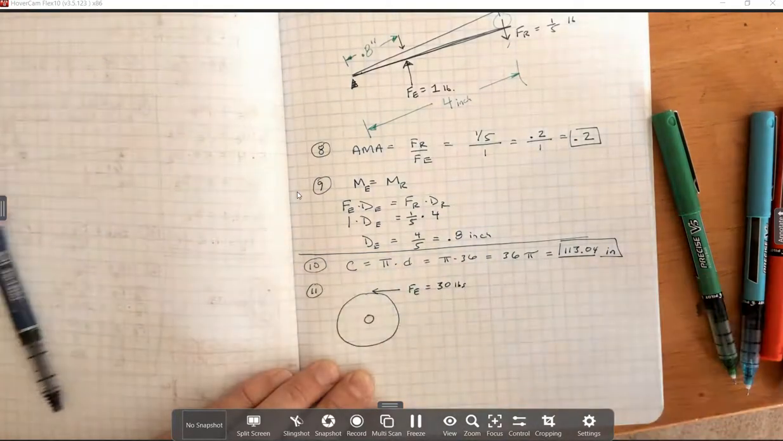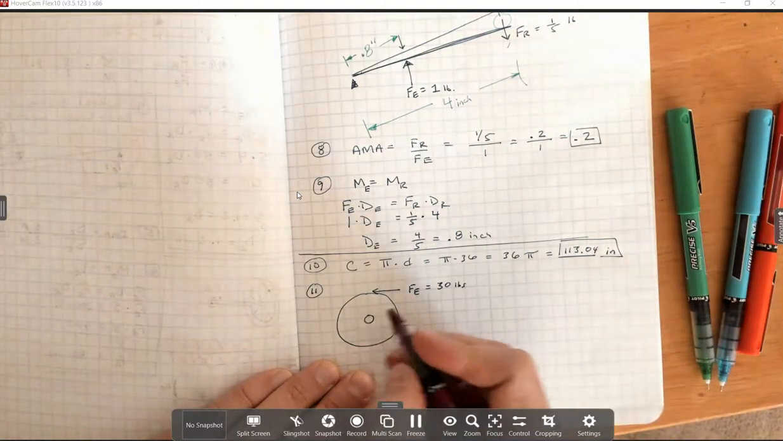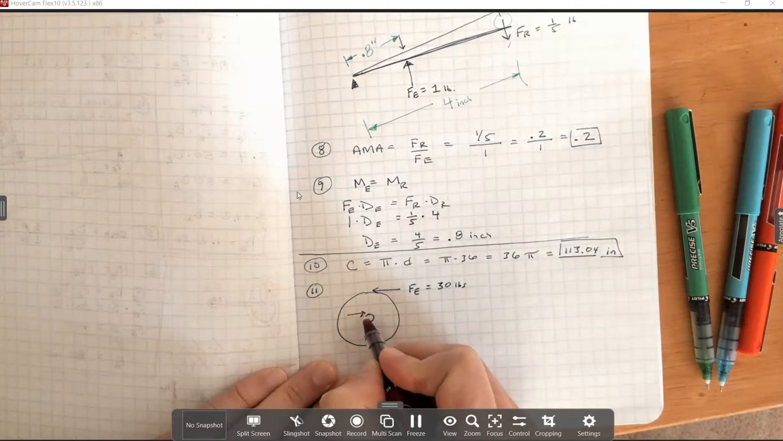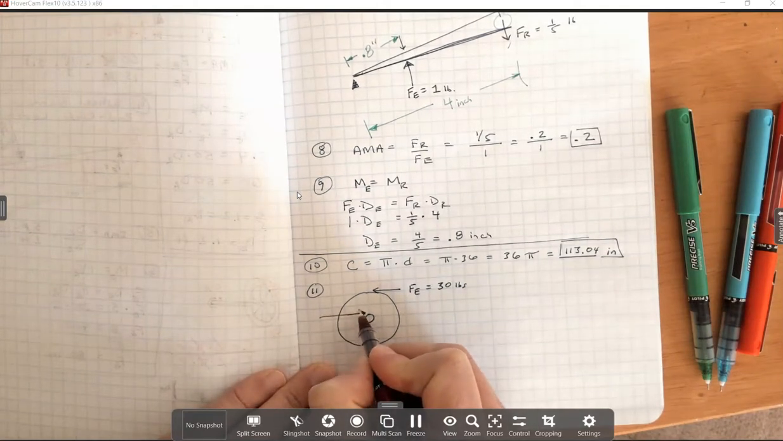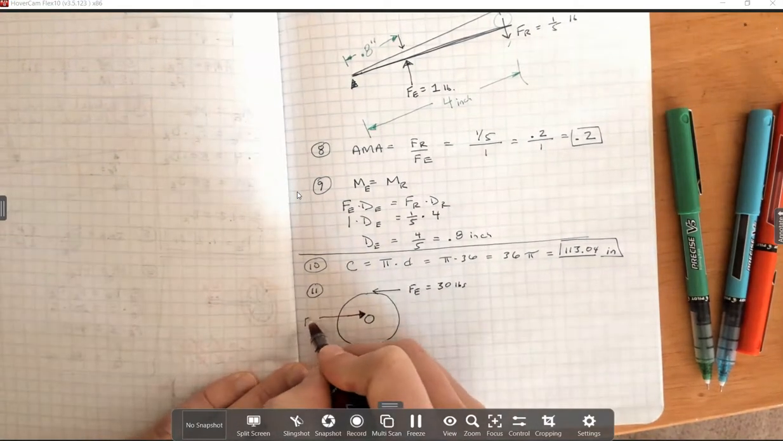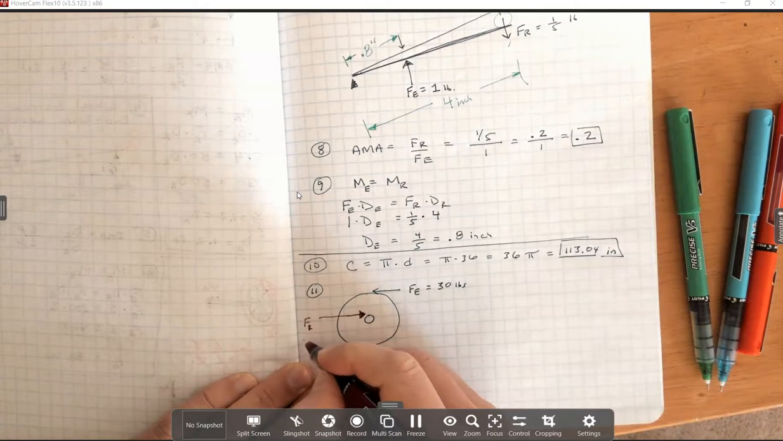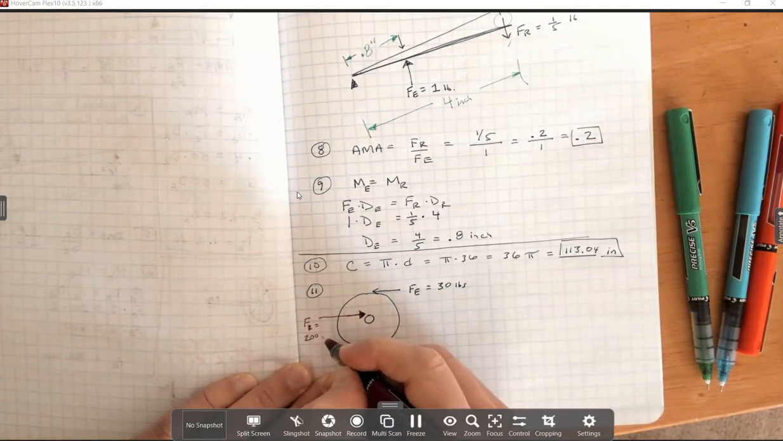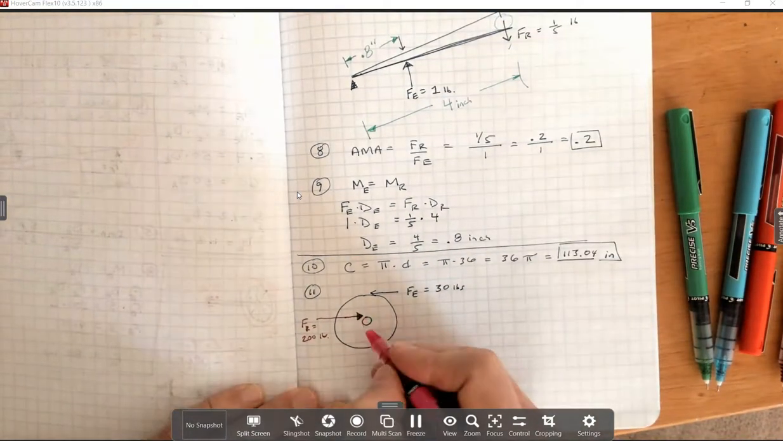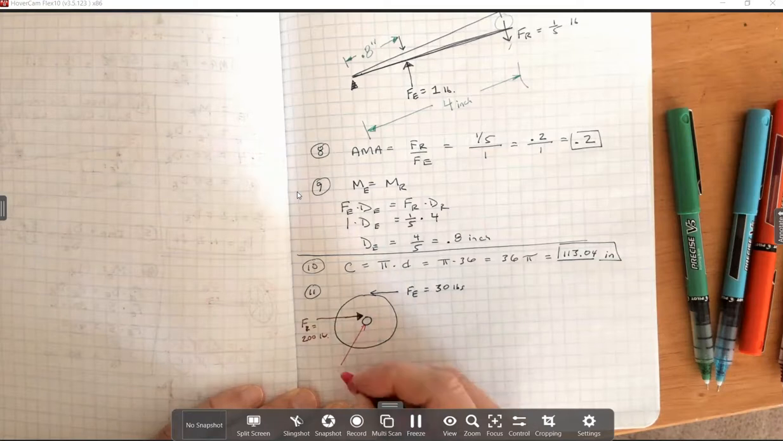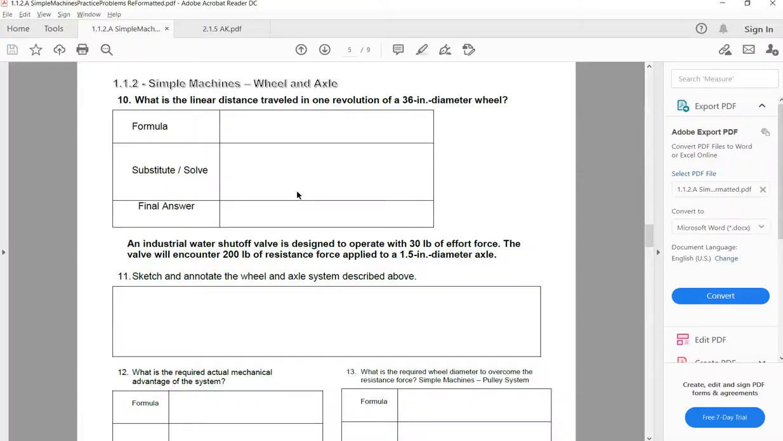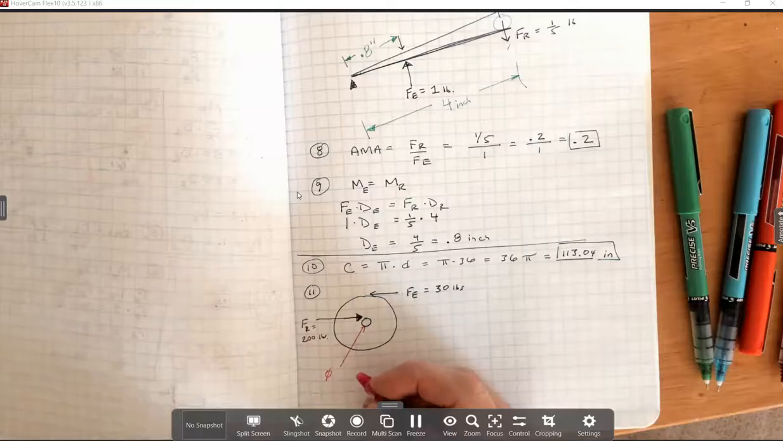The axle doesn't want to just spin freely, so there's resistance. There's a resistance force in the opposite direction, and it would be a bigger force. When you're drawing things, if you draw a bigger arrow, it helps to represent a larger force. So FR would be 200 pounds. And then, just to annotate, they've told us that I believe it's the diameter. I'll double check that. What's the diameter? Yep, it was a 1.5 inch diameter axle.